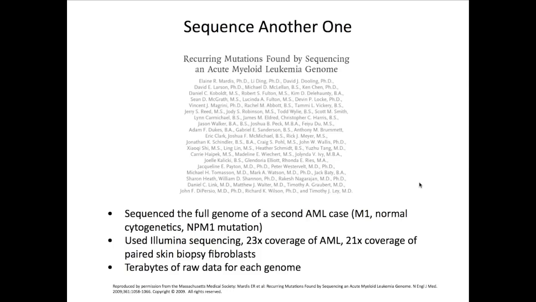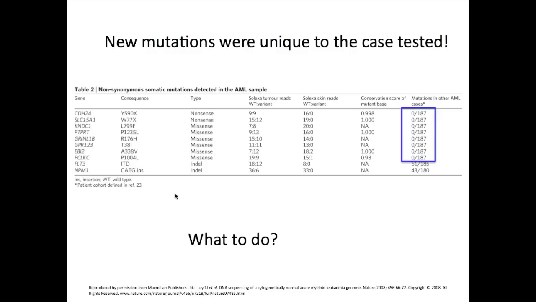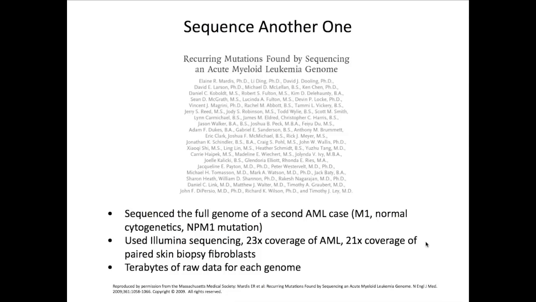Well, the answer to that was to sequence another leukemia genome, and in this case they did a second AML case, again with normal cytogenetics. This one had an NPM1 mutation. Oh, and I should have mentioned that in the first paper they did identify the FLT3 and NPM1 mutations, so it wasn't that they were necessarily missing a huge number of mutations, at least by that limited evaluation. In the second genome that was sequenced, the case turned out to have a similar coverage, although they got a little bit deeper coverage of the fibroblasts and a little less of the leukemia in that case.